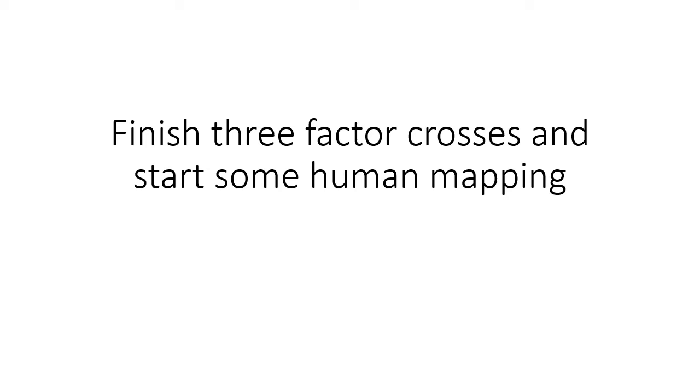Okay, today we're going to do a blow-by-blow description of how to do three-factor crosses and also start some human mapping. I think people were getting the idea last time as we went through some of this, but I want to put it all together with an example and show you the step-by-step directions of how to do these problems. They're actually all the same, and they can all be approached in exactly the same way, but you need to know how to do each individual step to make it work out, and to do it efficiently so it doesn't take forever.